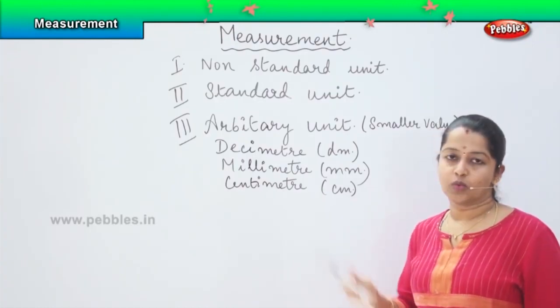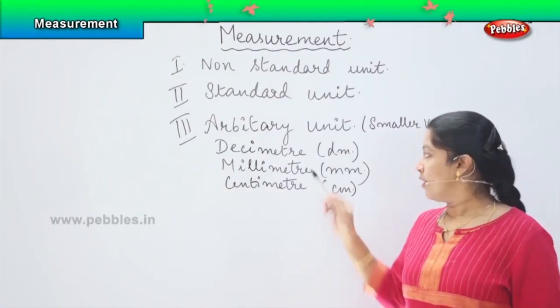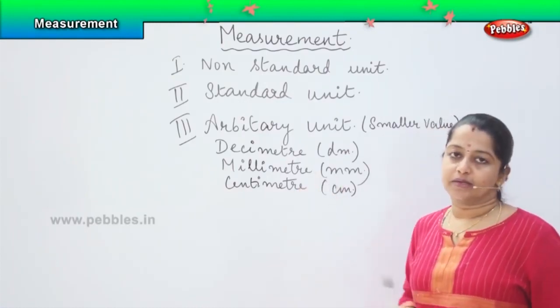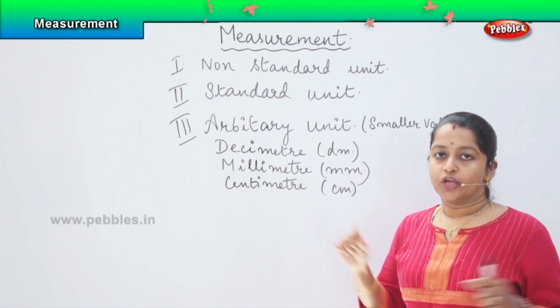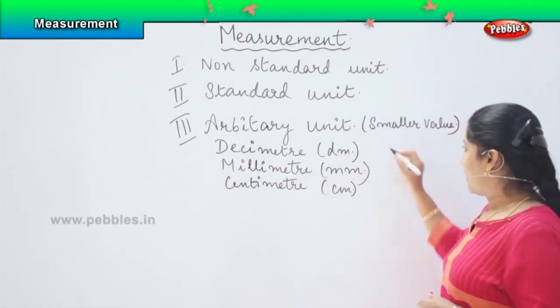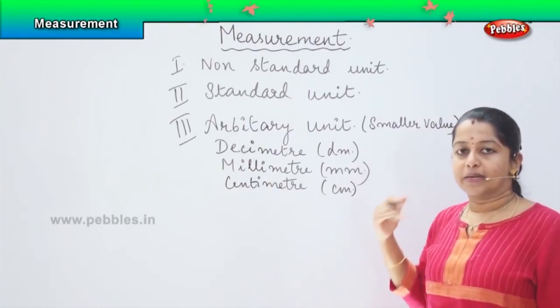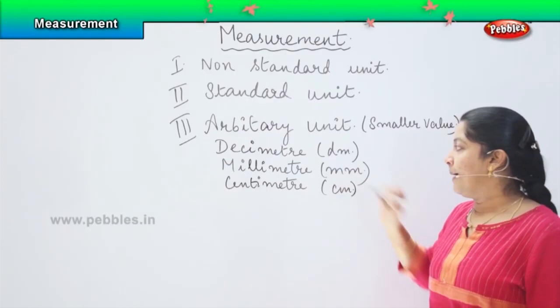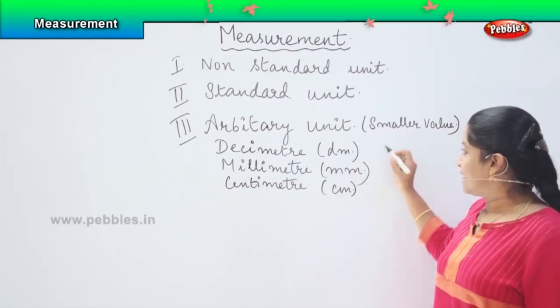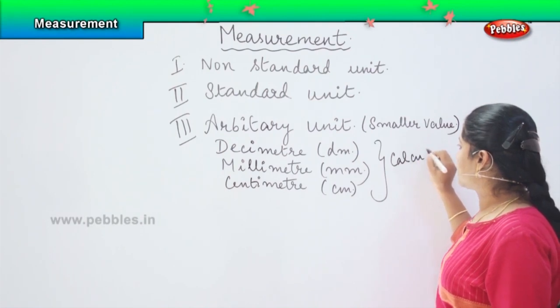For example, if I ask what is the length of this particular pen, we can measure it in centimeter. Even in a scale, if you see, you have the units divided in millimeter and centimeter, right? One part of your scale tells you the centimeter value and the other, smaller one tells you the millimeter value. So, these are generally used to calculate small units.